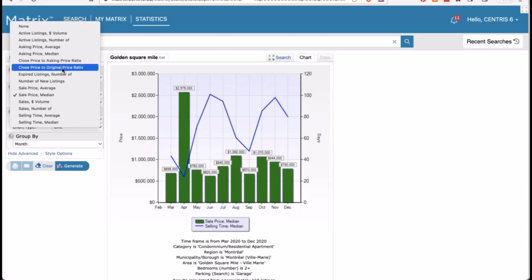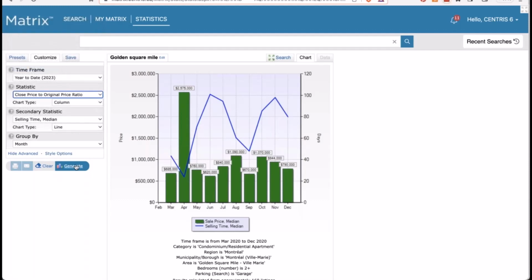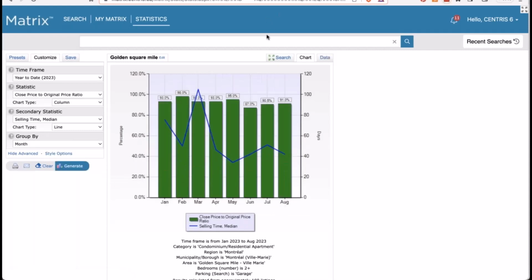The close price compared to the listing, to the original price, is this here. So you can see here the percentage of negotiation that actually happened for those listings. So that is what you're looking for.